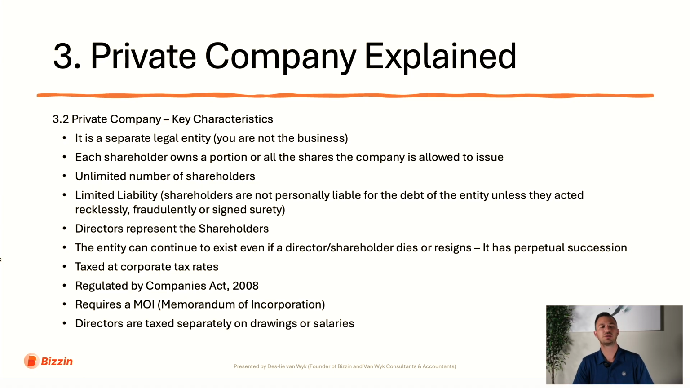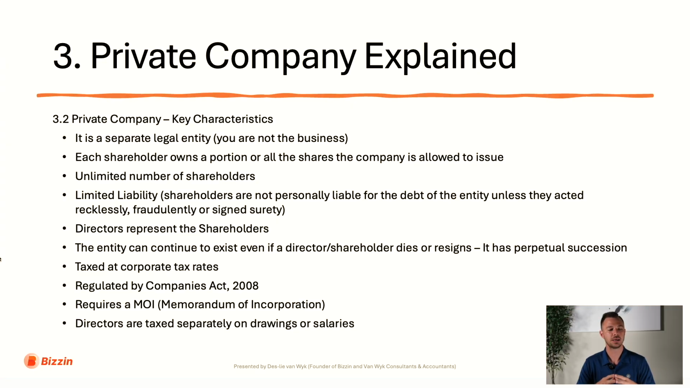Okay, jumping into some of the key characteristics of a private company. As we mentioned, it is a separate legal entity, so you are not the business. Each shareholder owns a portion of shares of the company, which the company is allowed to issue. So the company will issue shares, and then there can be multiple shareholders that buy some of those shares that were issued by the company. It can have an unlimited number of shareholders because it depends on how many people want to invest into that company.